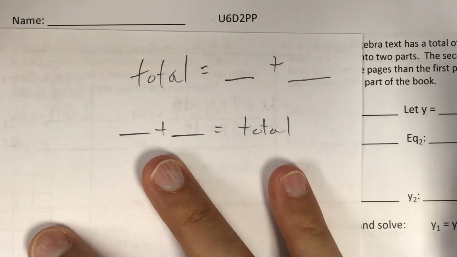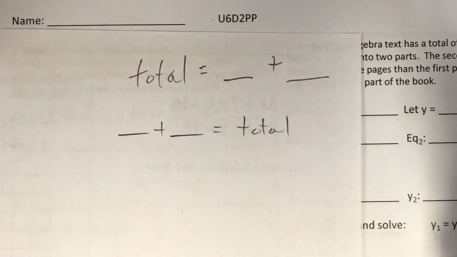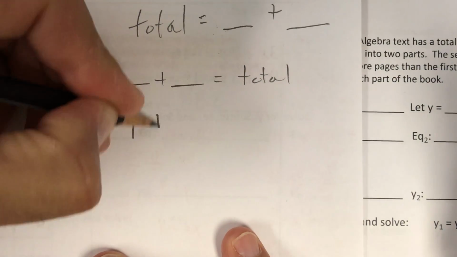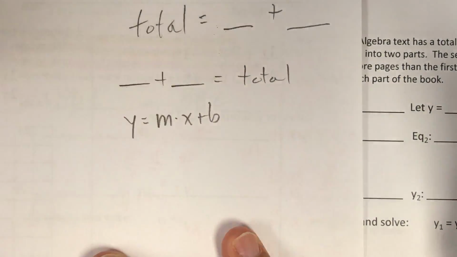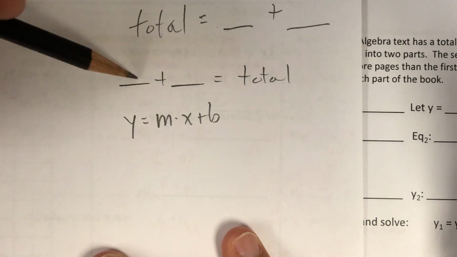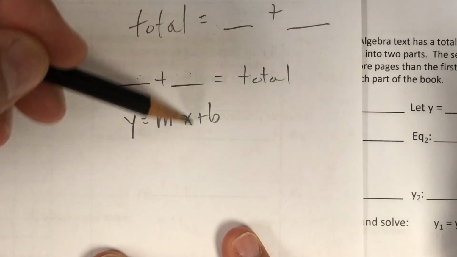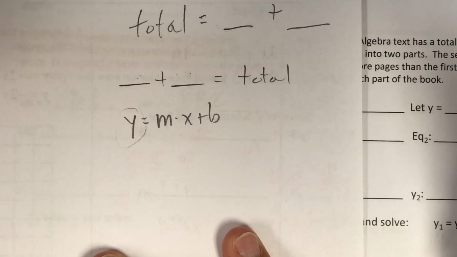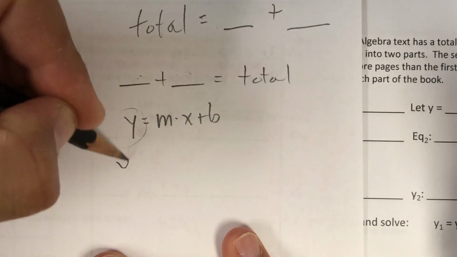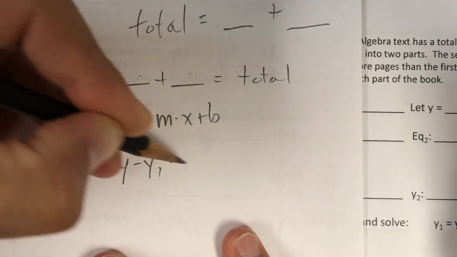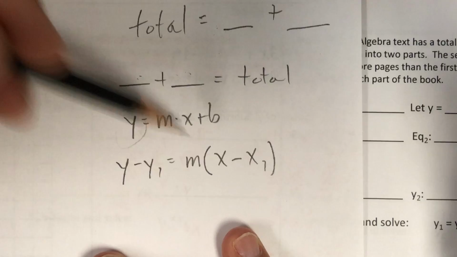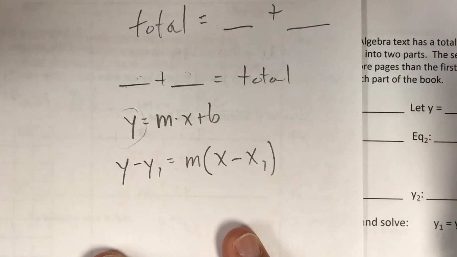Does that look like one of the forms of a line that we know? Does this look like y equals m times x plus b? Well, kind of, but right here I'm just adding two things, I'm not multiplying two things. So that's kind of, and that this isn't a total. Let's see, what's the other one we know? y minus y1 equals m times x minus x1. No, there's parentheses in this, and there's no parentheses in this.